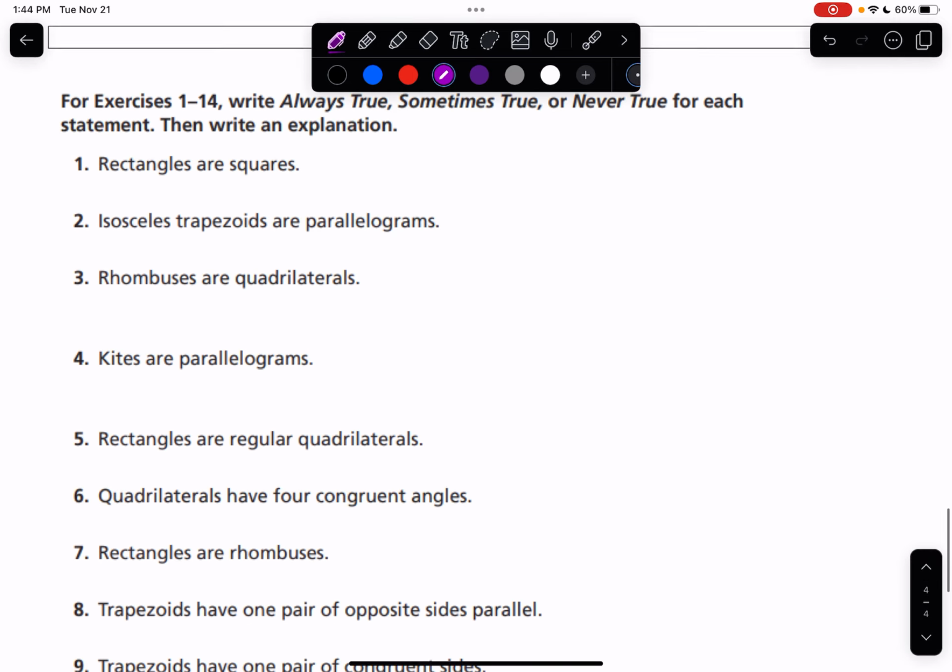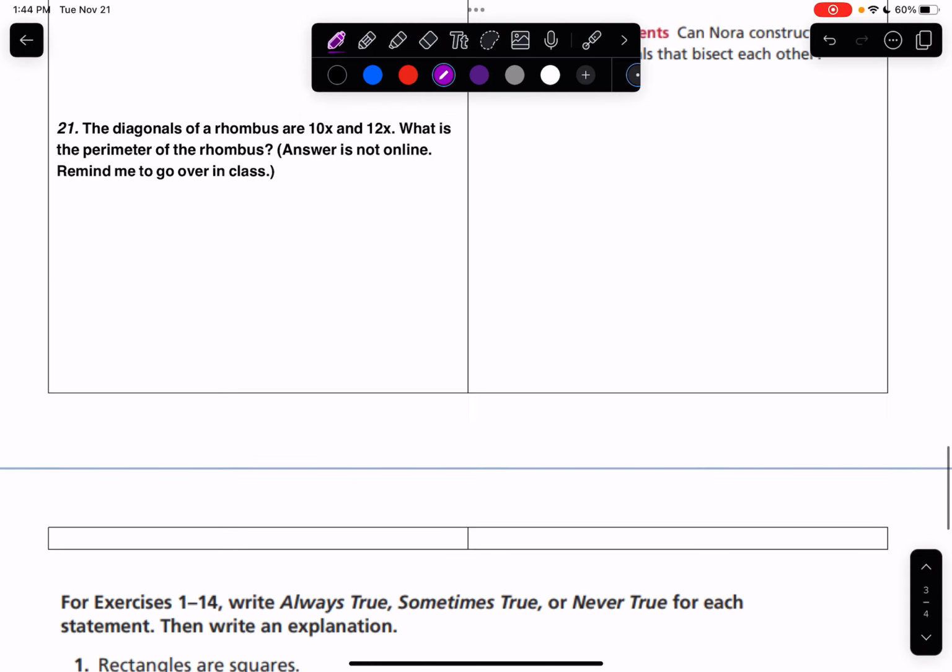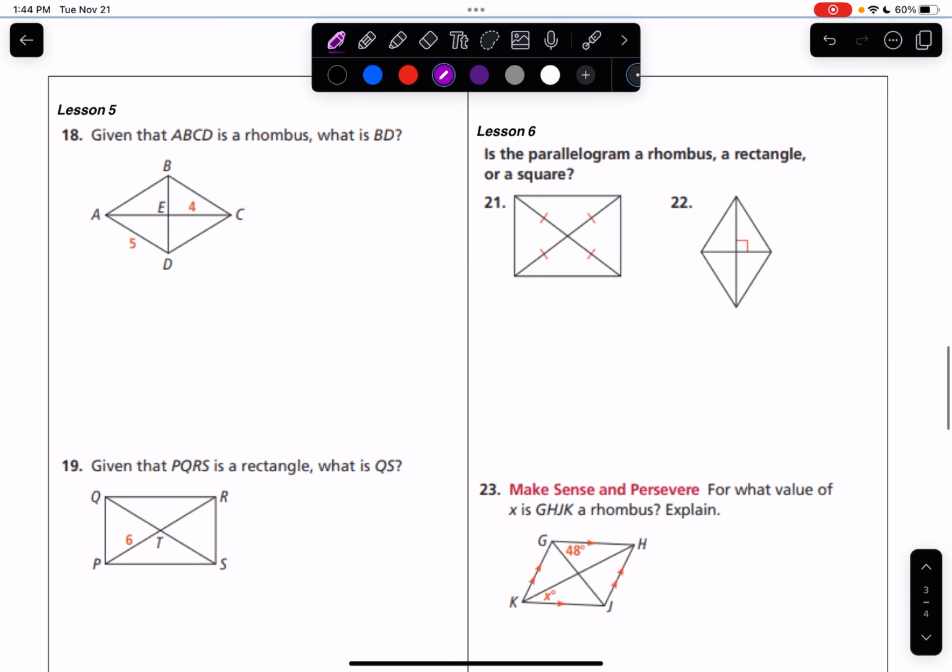Number 5, let me check some things here. Oh yeah, okay. Number 5, or lesson 5, given that ABCD is a rhombus, what is BD? So if we know that ABCD is a rhombus, we know the diagonals bisect one another. So I know that these triangles have a base of 4 and a hypotenuse of 5, and I can use the Pythagorean theorem. Say x squared plus 4 squared equals 5 squared. And when I solve that, I find that x equals 3. So the length from B to E is 3 and E to D is 3. So BD is double that, or 6 units.